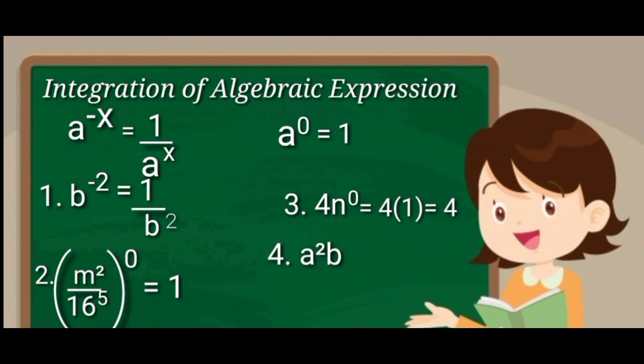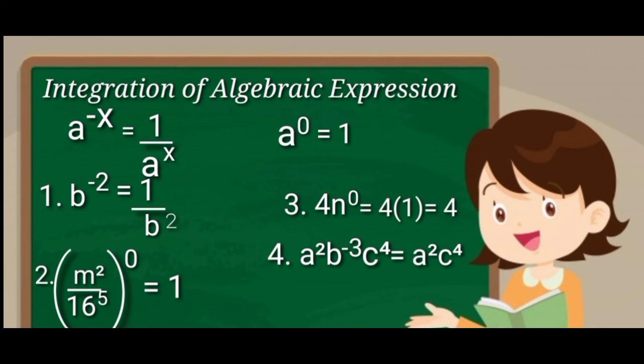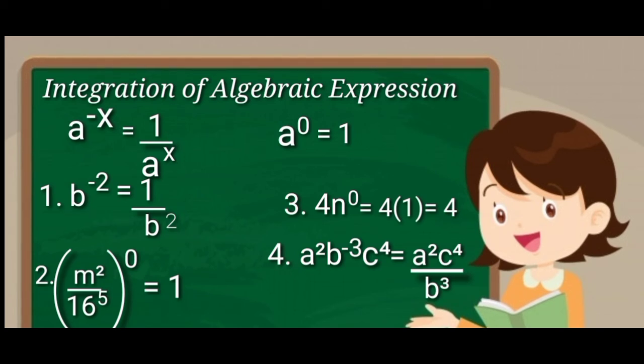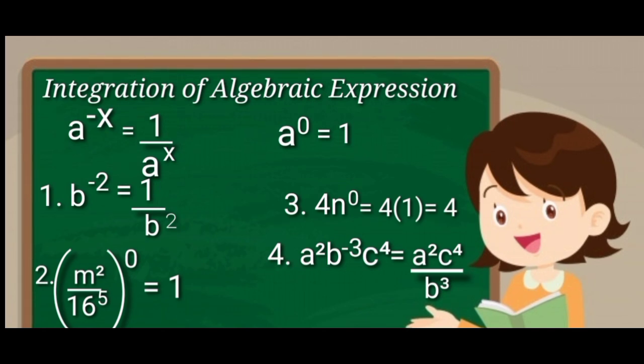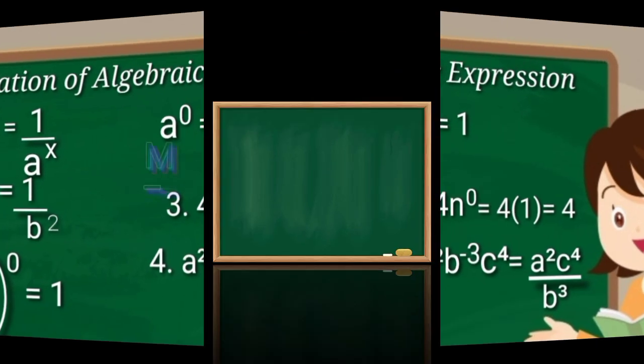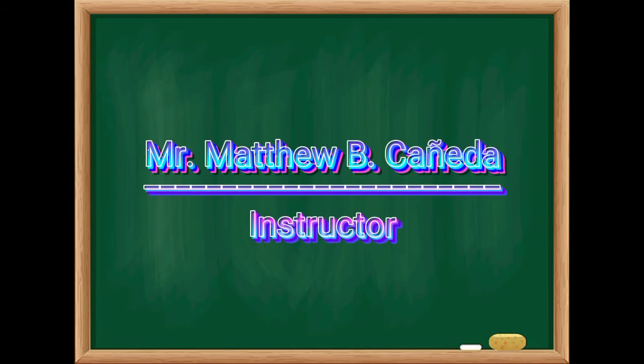Another example: a squared b raised to negative 3 c raised to 4 is equal to a squared c raised to 4 over b cubed, which satisfies our law of negative exponent, where a raised to negative x is equal to 1 over a raised to x. In this given example, b has a negative exponent, so we simply move that into the denominator.